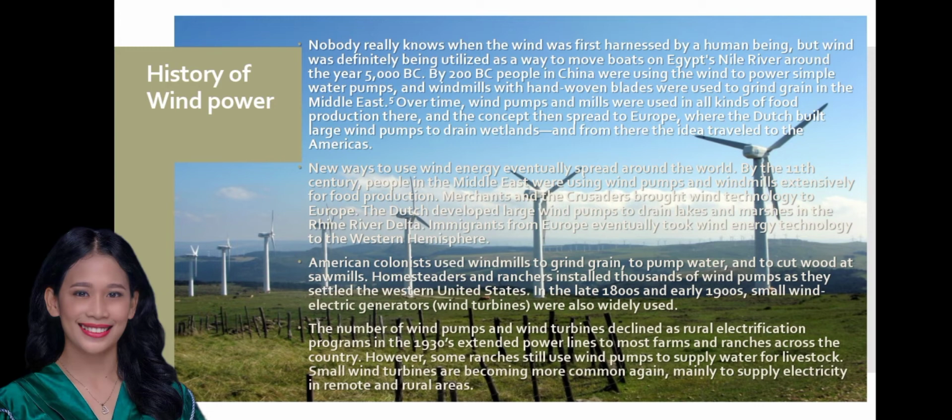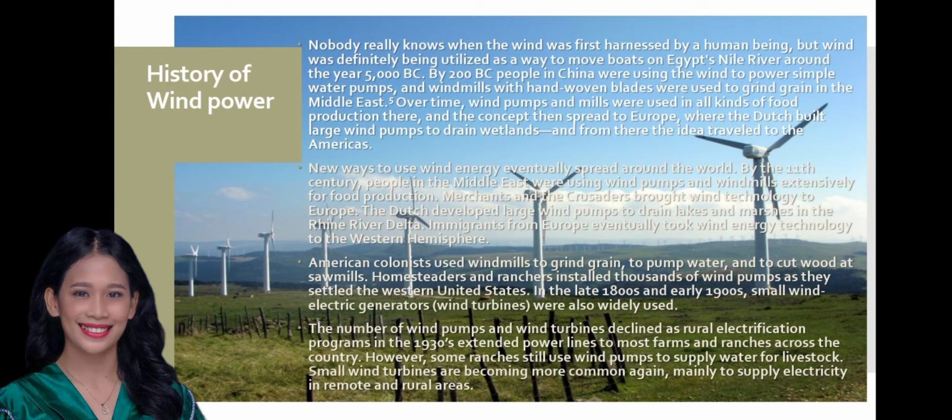American colonies used windmills to grind grain, to pump water, and to cut wood at sawmills. Homesteaders and ranchers installed thousands of wind pumps as they settled the western United States. In the late 1800s and early 1900s, small wind electric generators or wind turbines were also widely used. The number of wind pumps and wind turbines declined as rural electrification programs in the 1930s extended power lines to most farms and ranches across the country.